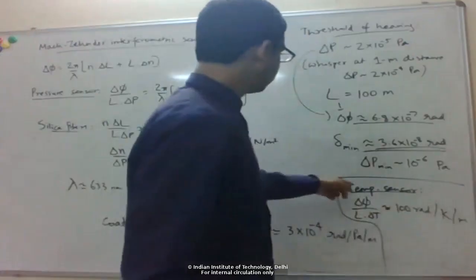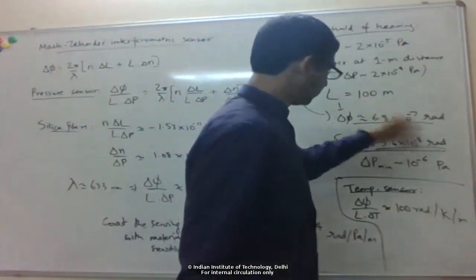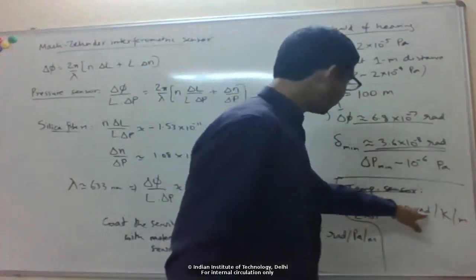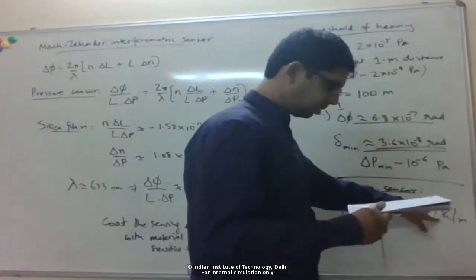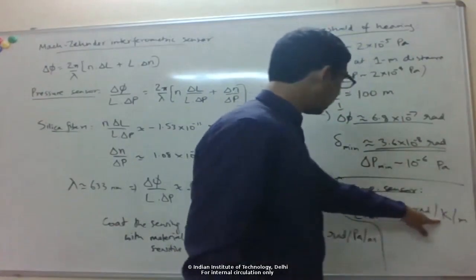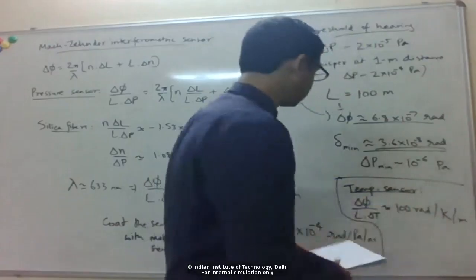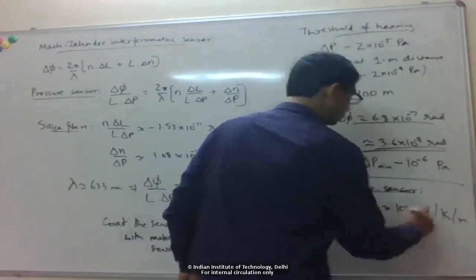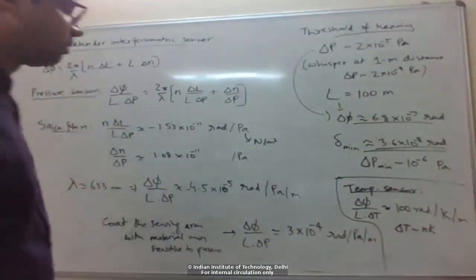So if the minimum phase change detectable is around 10 to the minus 7, or even 10 to the minus 6, you can see that the temperature changes you can pick up are like 10 to the minus 10 or 10 to the minus 9. So you can pick up nano Kelvin changes, 10 to the minus 9 changes in temperature. Very sensitive.